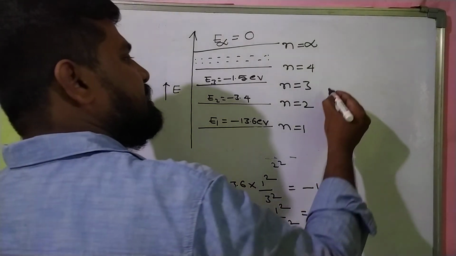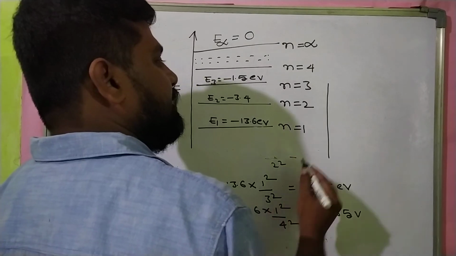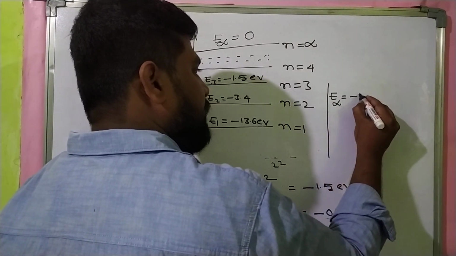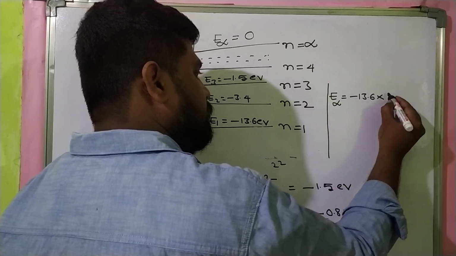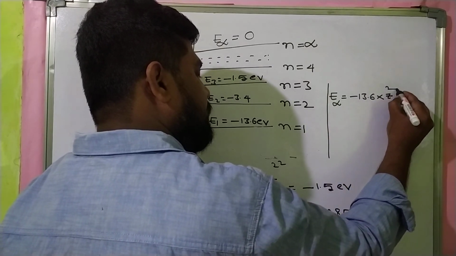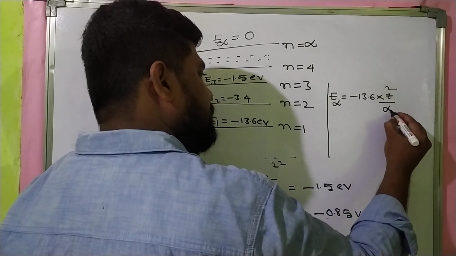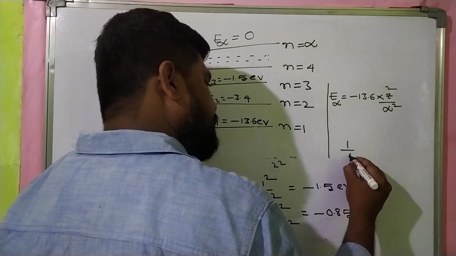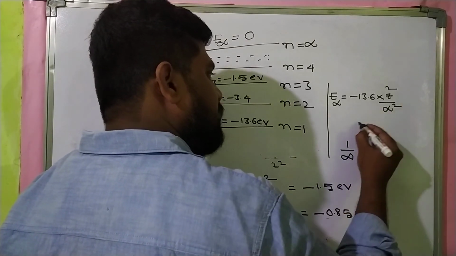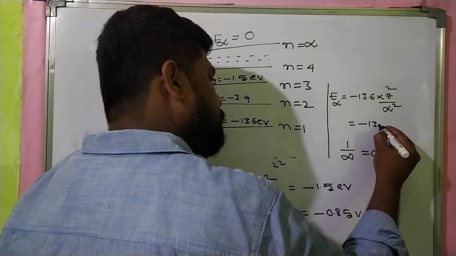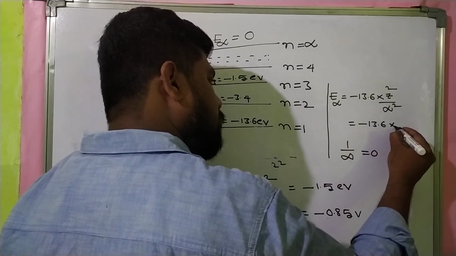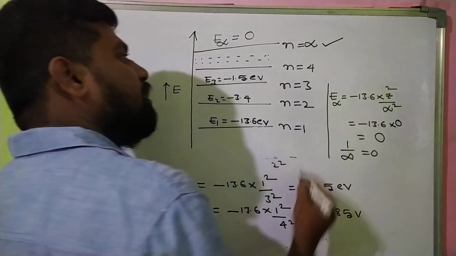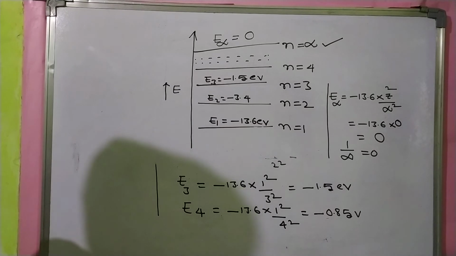Don't confuse, very easy to find it. So what is the energy? E infinity equal minus 13.6 into Z square by infinity square. So everybody knows it, 1 by infinity equal to 0. That's why minus 13.6 into this value equal to 0. That's why energy of infinity orbit is 0.